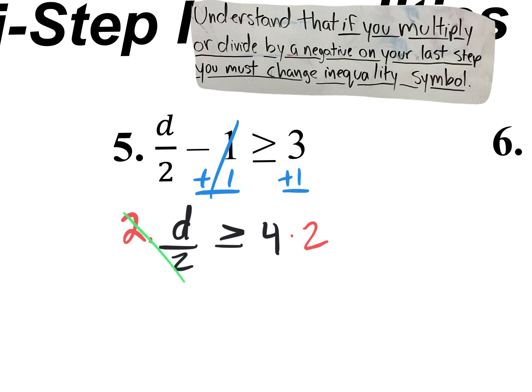So yes, that does eliminate it. You end up with d, and 4 times 2 is 8. And I do not change it. I keep it. I do not flip the inequality symbol. I keep it as a greater than or equal to.